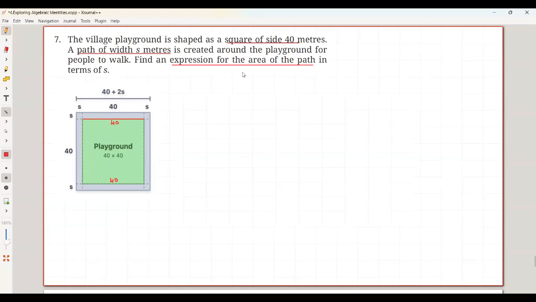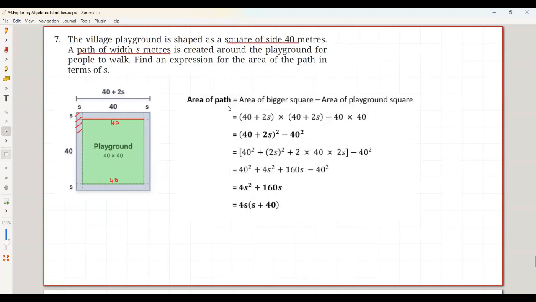So how to find the area of the path? Area of the big square minus area of the small square, that is nothing but the area of the playground, will give you the area of the path.